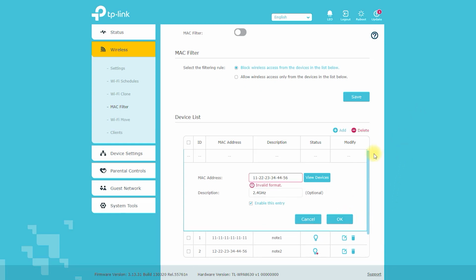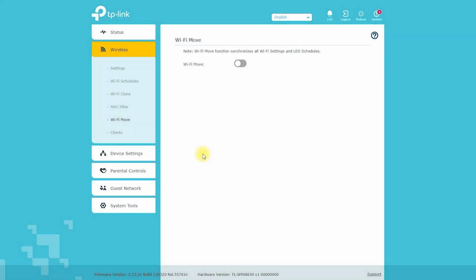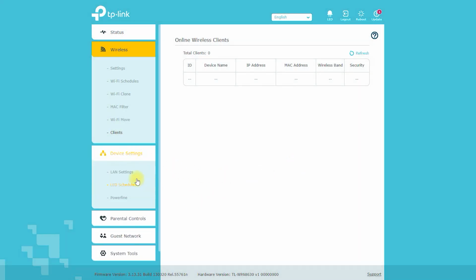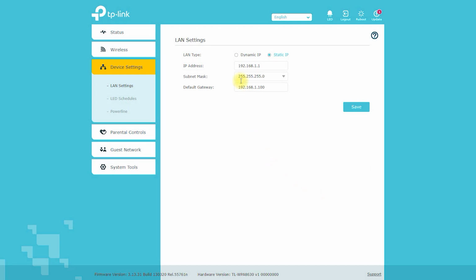Overall, the TP-Link TL-WPA8630P kit AV 1300 Gigabit Passthrough Powerline AC Wi-Fi kit is an excellent networking solution for anyone looking to extend their Wi-Fi coverage throughout their home. Its competitive price, fast performance, and ease of use make it an attractive option for both casual and professional users.